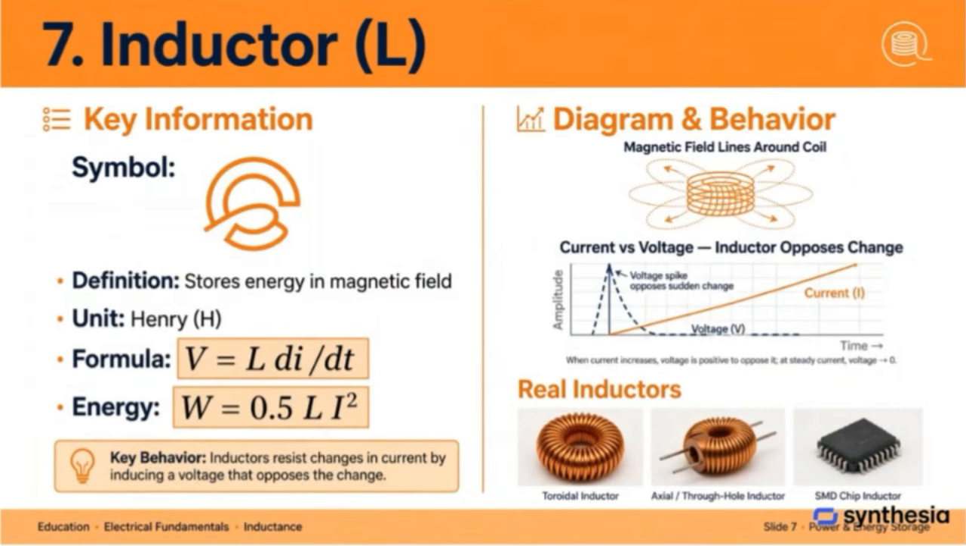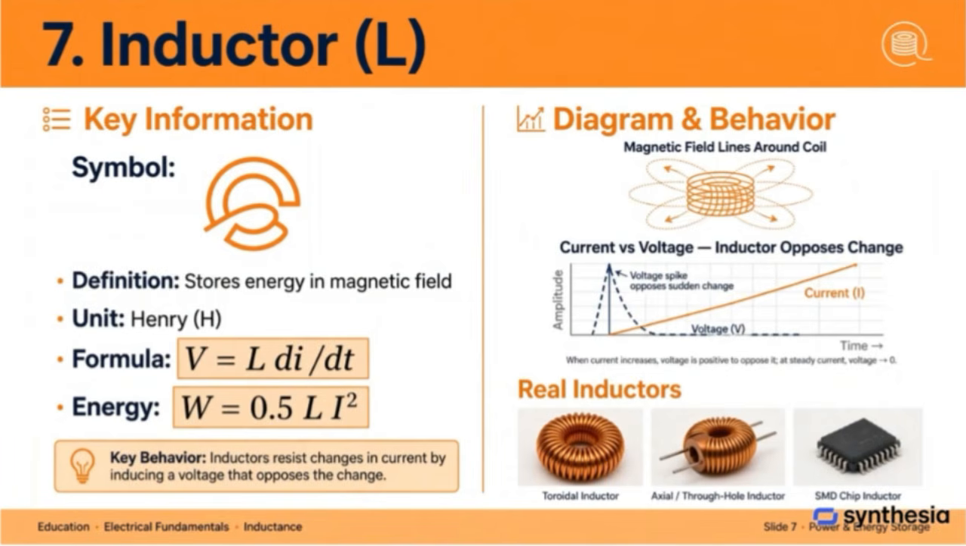Inductor. An inductor is a coil that stores energy in a magnetic field. Its unit is Henry. The formula of its voltage is V equals L di upon dt. An inductor opposes change in current. If you try to change current fast, it produces large voltage. Energy of an inductor is given by W equals 1 upon 2 L i square.